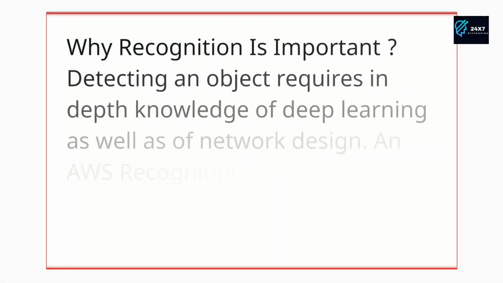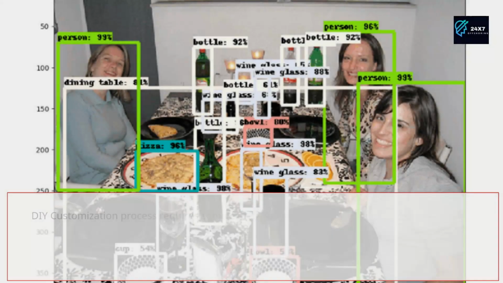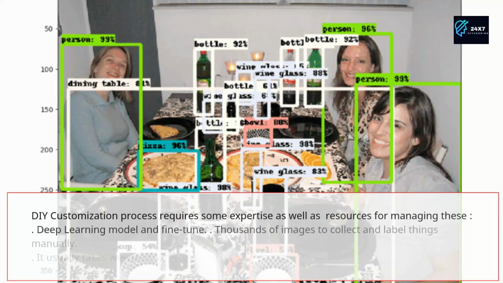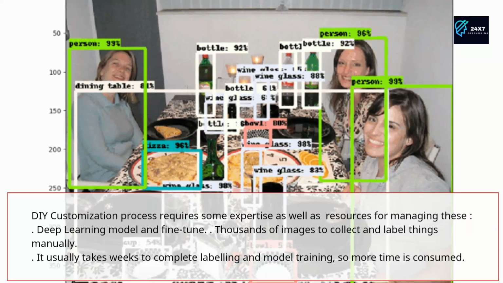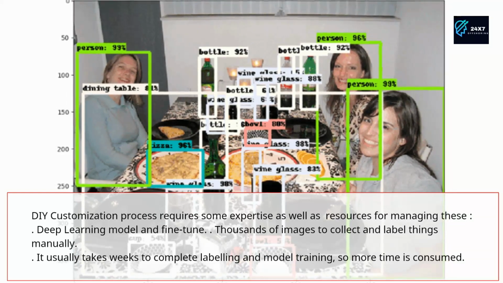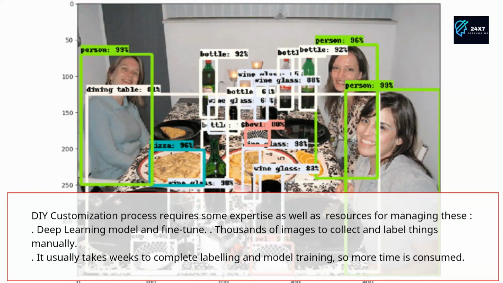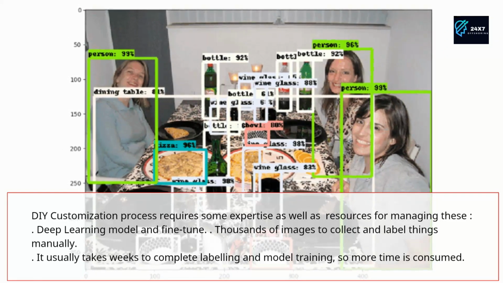Why Rekognition is important. Detecting an object requires in-depth knowledge of deep learning as well as of network design. AWS Rekognition does the heavy lifting and helps the developer to build serverless applications. The DIY customization process requires some expertise as well as resources for managing these deep learning models and fine-tuning thousands of images to collect and label things manually. It usually takes weeks to complete labeling and model training, so more time is consumed.